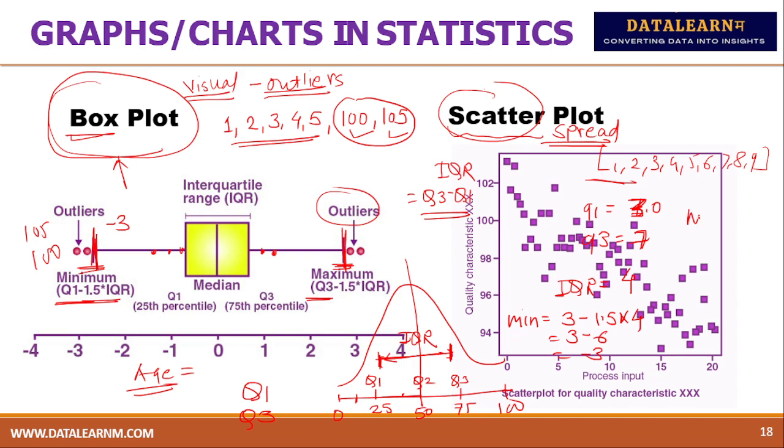What will be the maximum? Maximum is equal to Q3, 7, plus 1.5 times IQR, that is 4. So 7 plus 6, that is 13. So whatever values in this range are below minus 3 and above the maximum will be considered outliers.